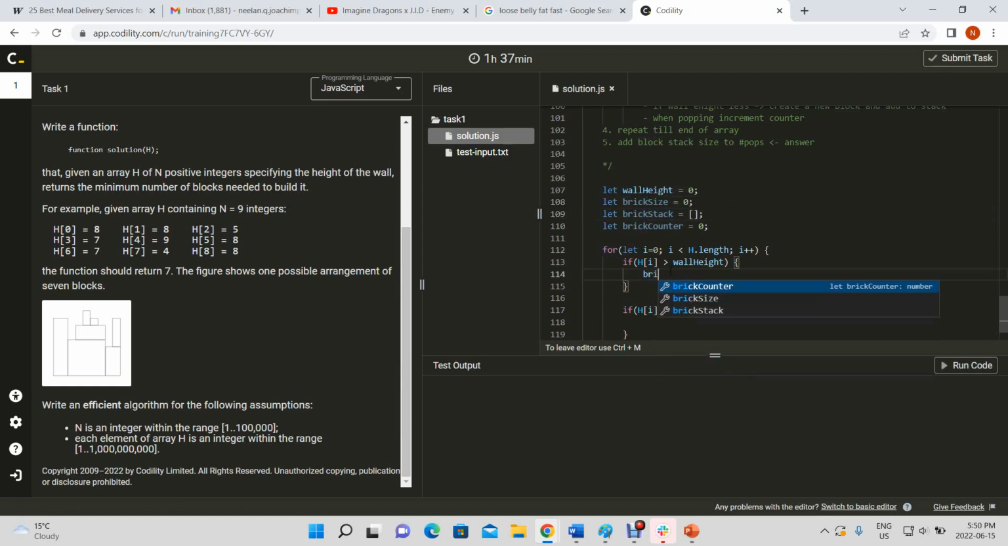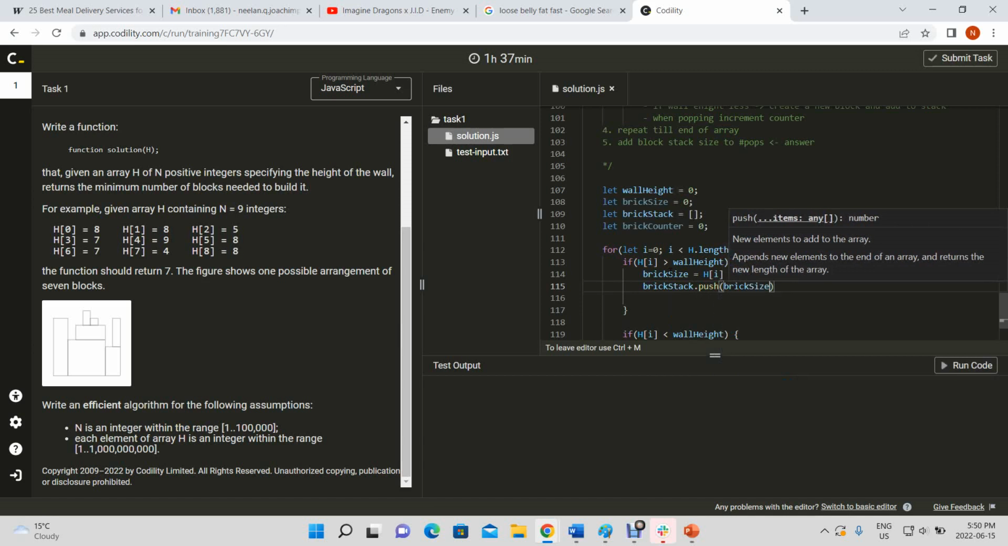So brick size is equal to h of I minus wall height. And that's how we will continuously calculate the size of bricks when they're added to the wall, to increase the size of the wall. Since we're increasing our wall height based on the size of this brick, we would push this into our stack. Brick stack dot push brick size.